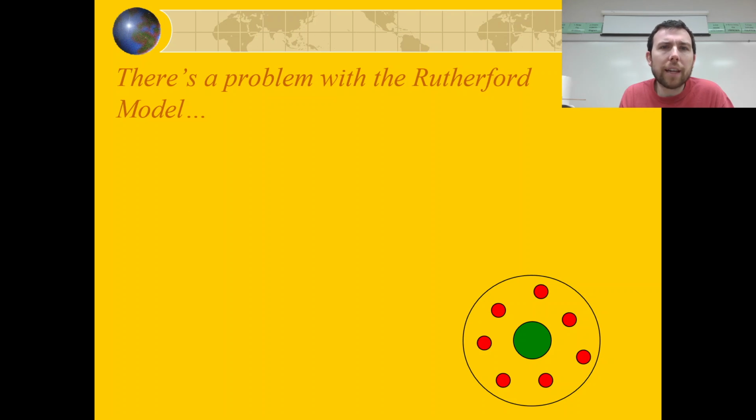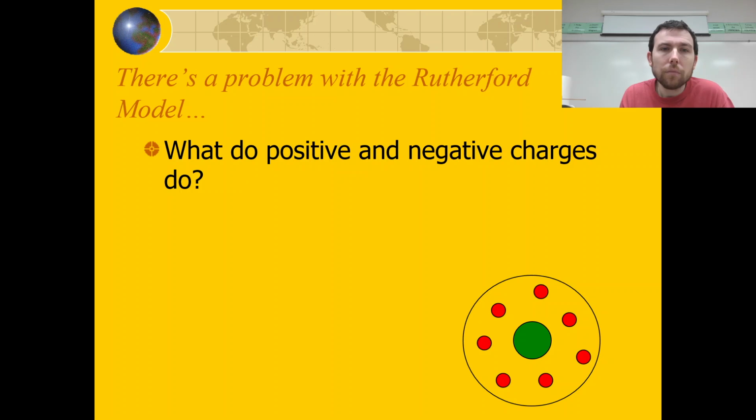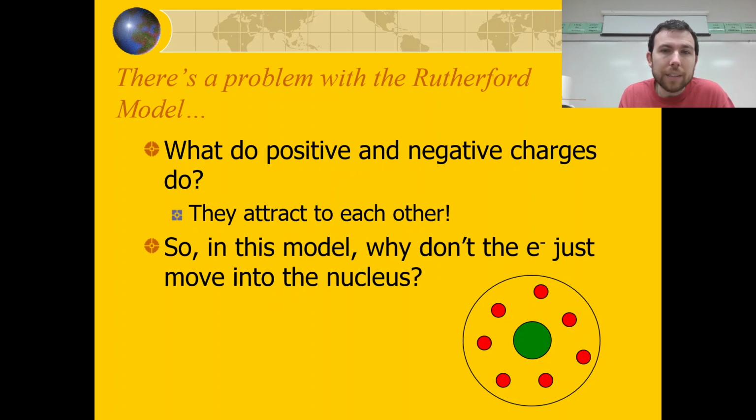Now, as we start to think through the Rutherford model of the atom, that presents us with a problem. Because we think about Coulombic attraction, we know that when particles have opposite charges, they're going to exert a force on each other that's going to attract them to each other. They're going to want to get closer together. We know they attract each other. So in this model, the problem that gets presented is, why don't the electrons just simply move into the nucleus? What is preventing these electrons from being on the outside?